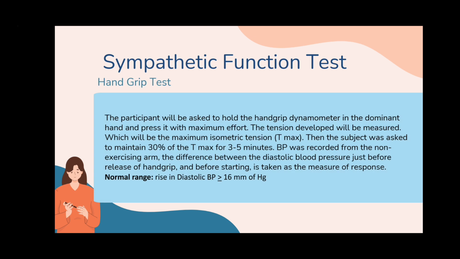Then there is the hand grip test. The participant would be asked to hold the hand grip dynamometer in the dominant hand and press it with maximum effort. The tension developed will be measured, which will be the maximum isometric tension. Then the subject is asked to maintain 30% of that Tmax for 3 to 5 minutes. BP would be recorded from the non-exercising arm. The difference between the diastolic pressure just before the release of the hand grip and before starting is taken as a measure of response. This rise in diastolic blood pressure should be more than 16 mm of Hg.